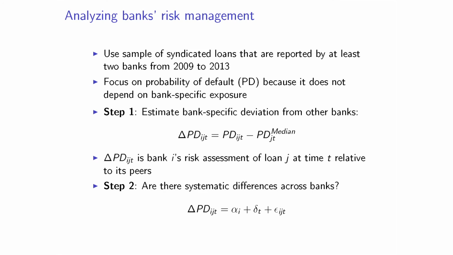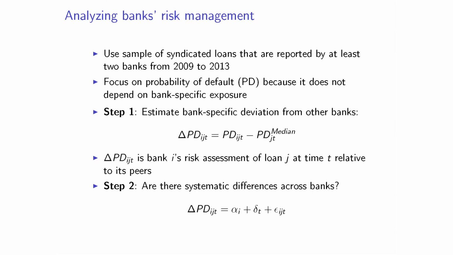First, they estimate the bank-specific deviation from other banks. Okay? This is this delta PD. The delta threw me off a little bit. I always think about this as sort of in the time series, the first difference. Okay? So this is sort of a difference at a given point in time across banks. They use the median, but they say it's robust to using the mean. They use the actual difference, but they say it's also robust to using percentages. And so this delta PD is bank i's risk assessment of loan j at time t relative to its peers, relative to other banks which are holding the loan.